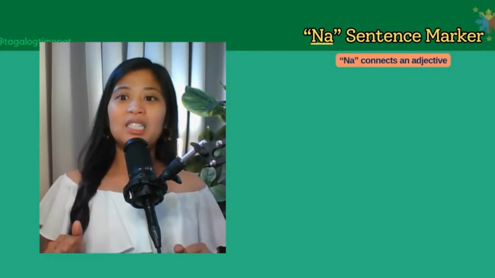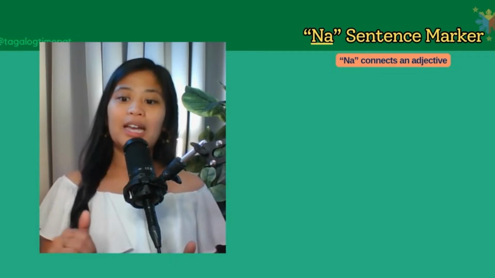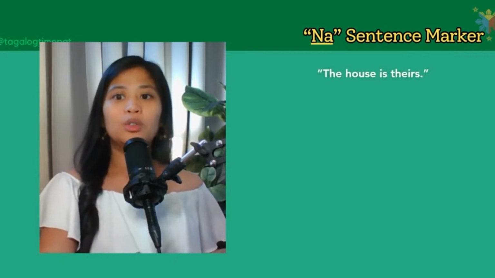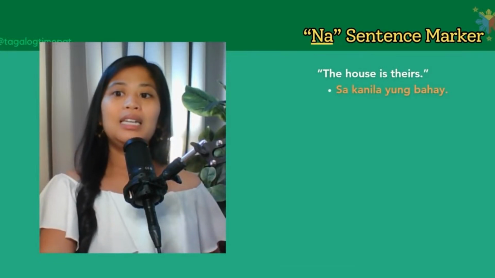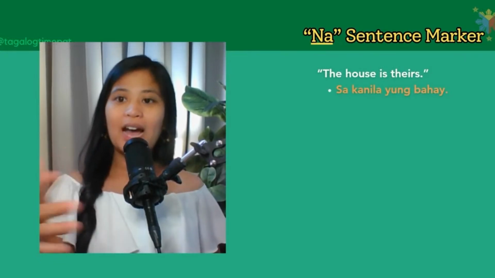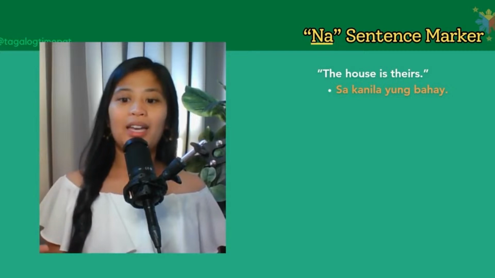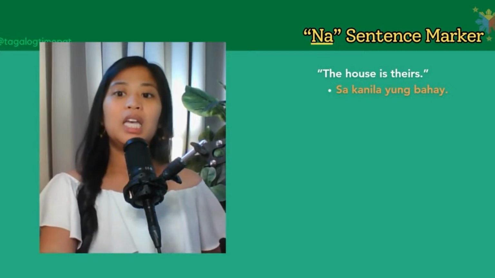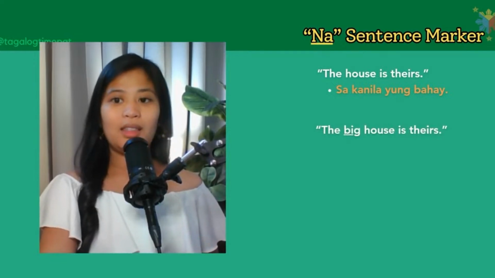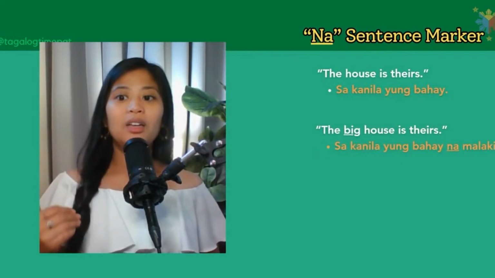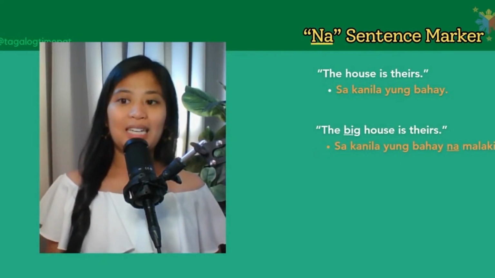Na is a sentence marker that is used to connect an adjective. So for example, the house is theirs. We learned, sa kanila yung bahay. The house is theirs. Sa kanila yung bahay. It's a very simple sentence. If you want to add an adjective, the big house is theirs, this is how you would do it. Sa kanila yung bahay na malaki.